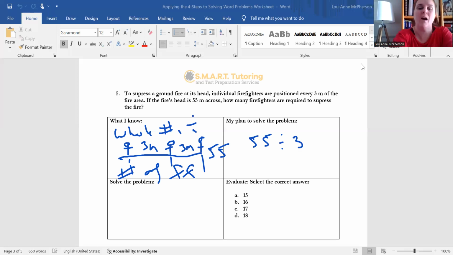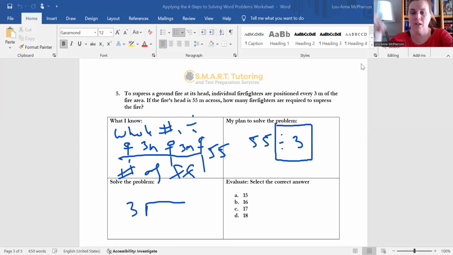And now with that, we can set up the math. If you ever get confused about what number goes where in the division bar, remember this little trick. The number after the divided by sign goes on the outside. And if you say the question, you'll hear it. 55 divided by 3, 3 goes on the outside.